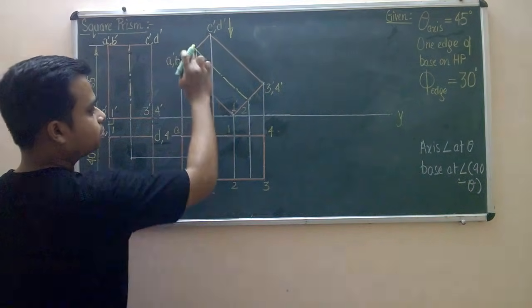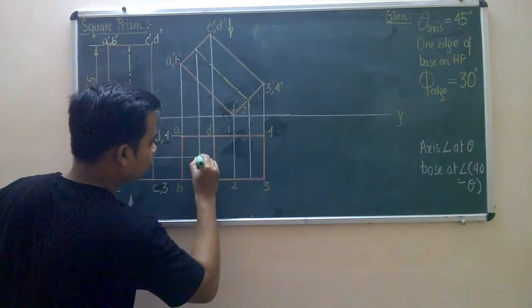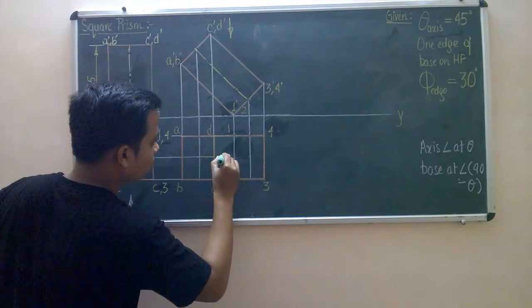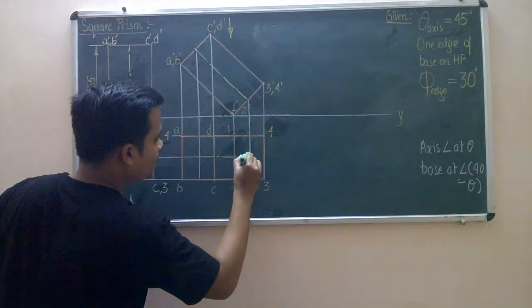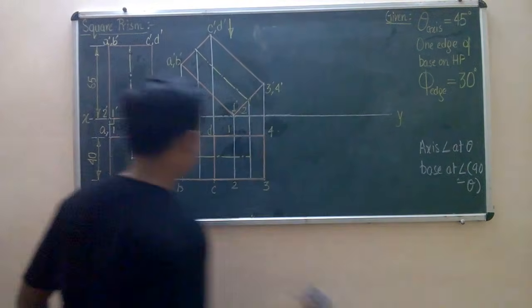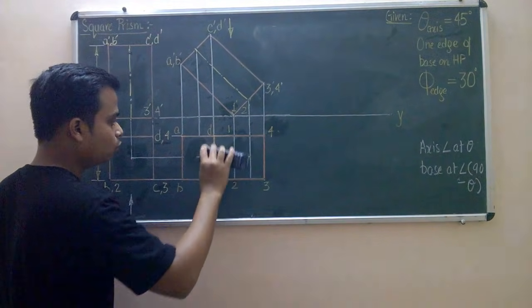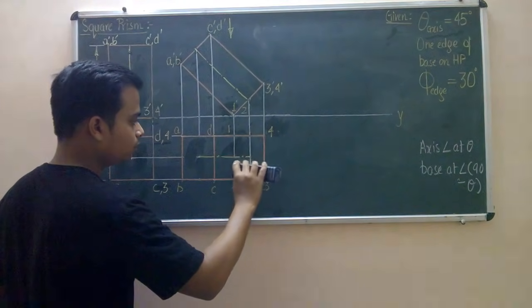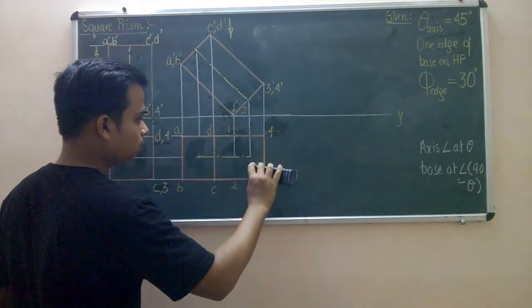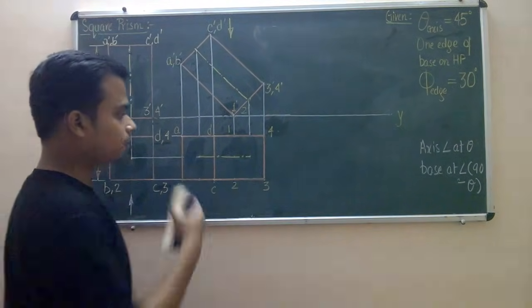This is the front view of the axis, and this will be the top view of the axis, starting from this point. That's it. This is the axis. I'm actually rubbing these lines in order to make the picture look clearer, right? That's it.